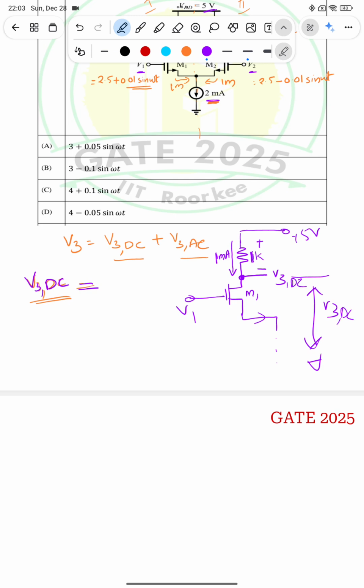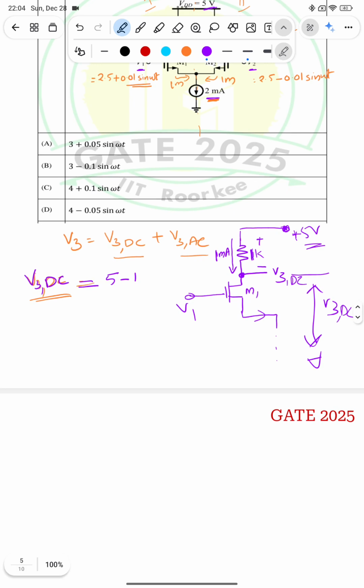So what is this V3 DC? What is the net voltage from this node to the ground? That is 5 volt. So V3 DC will be equal to 5 minus the voltage drop across this resistance. So that is 5 minus 1 milli into 1K, that is 5 minus 1, equal to 4 volt. So definitely the V3 DC voltage will be 4.